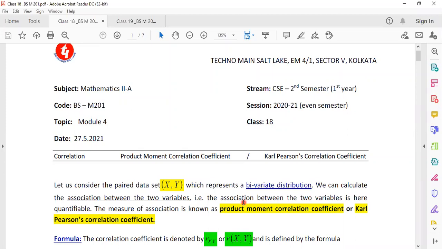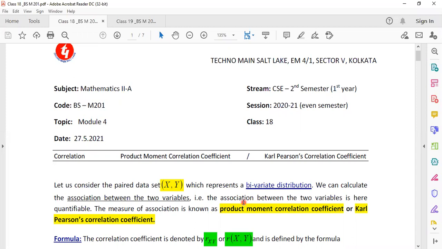These things always have a kind of association between them, and this is not causation. It is not a causation effect. It is called the correlation effect. And how much correlated these types of variables are, that quantification can be done by using a formula given by Karl Pearson, called Karl Pearson's correlation coefficient, or sometimes the product moment correlation coefficient.